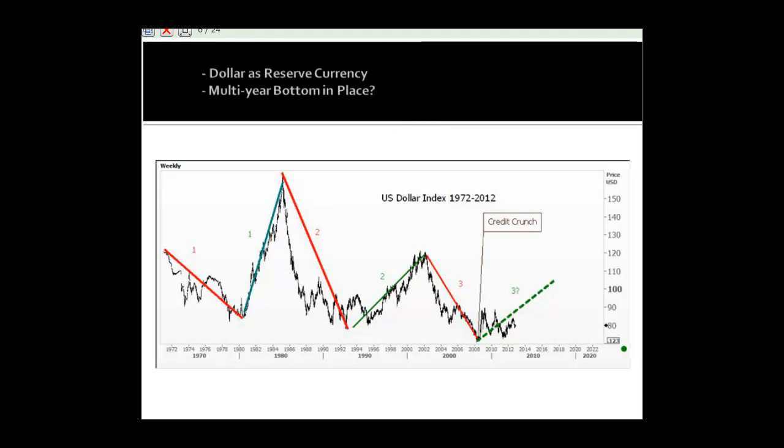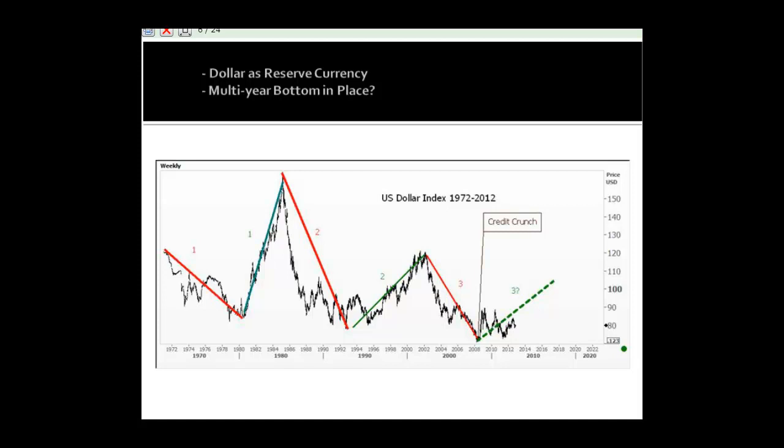From a currency trading standpoint, I think the first decision you have to make is what's the dollar going to do? And that has to be generally your bias, because the major currency pairs are traded against the dollar. They're all traded against the dollar. You can't trade a currency in isolation.